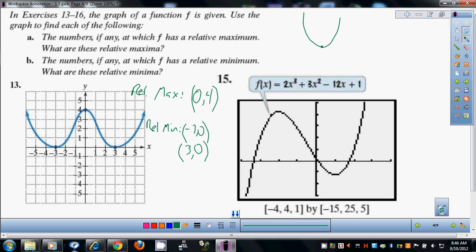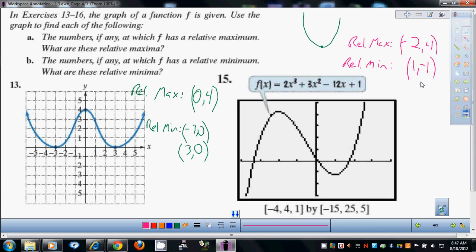What about number 15? Michael, that yawn tells me you know what you're doing. Go. Relative max. Kind of. Perfect. Why don't you go and just give me the min too? Negative 1. I get that backwards. 1, negative 1. I do that all the time. Questions? Okay, moving on.